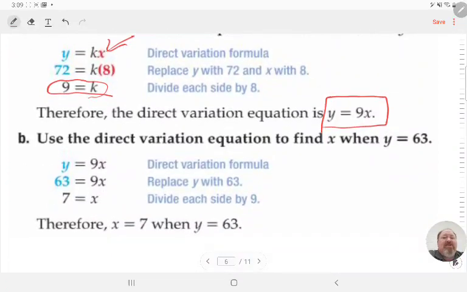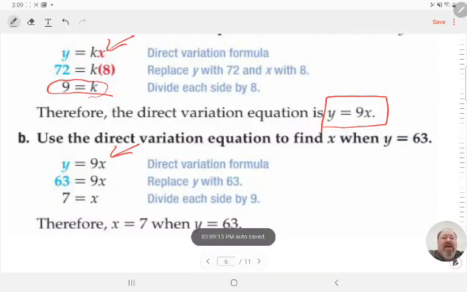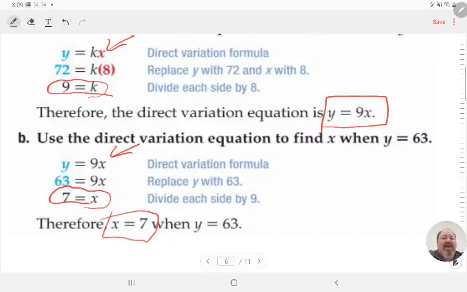Now it tells me to use the direct variation equation to find x when y is 63. So now I start with the equation y equals 9x. I plug in what I know, which is y is 63, and then I solve for what I'm looking for, which is the x. So 63 equals 9x. I divide both sides by 9, and x equals 7. So when y equals 63, x equals 7.